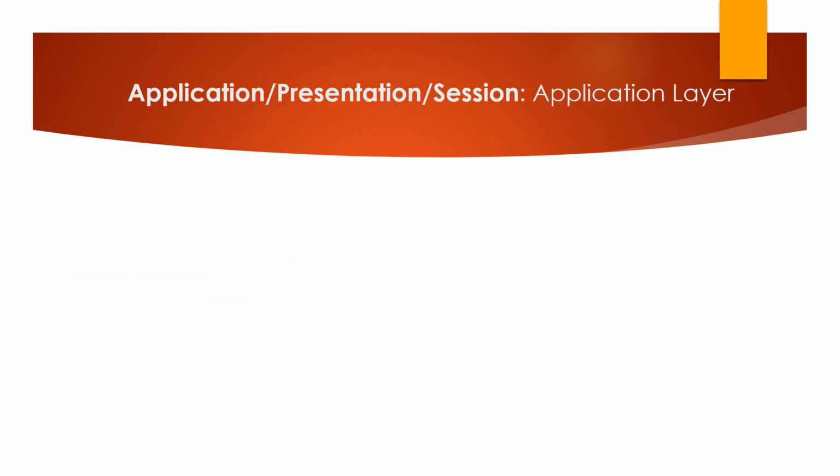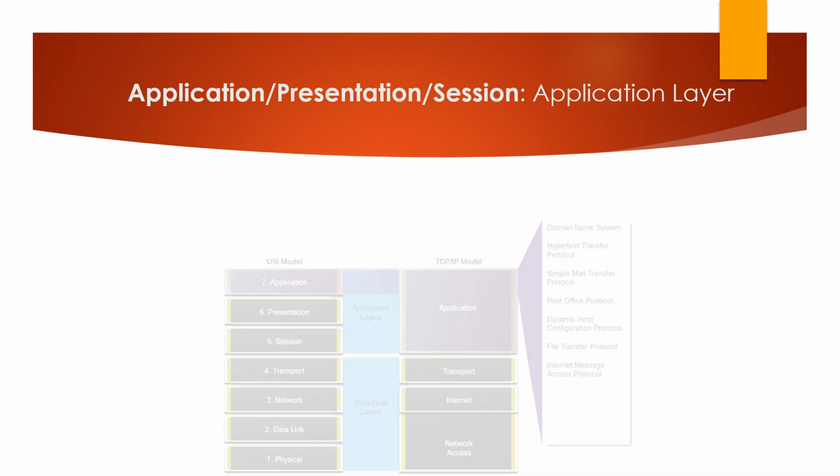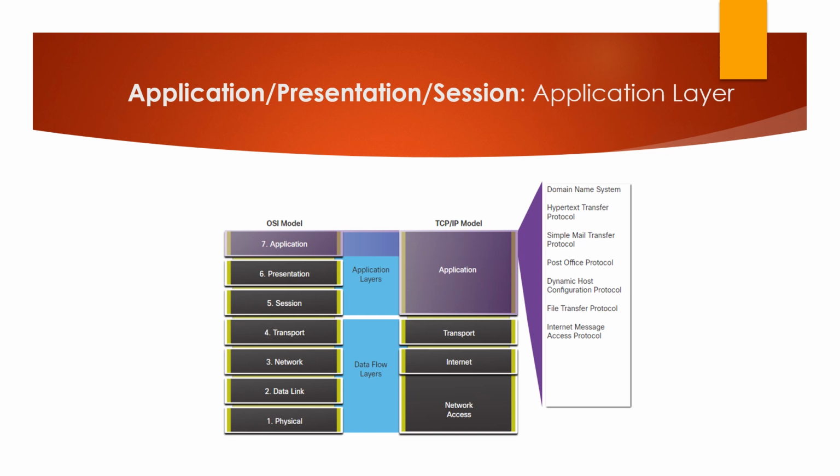In both models, OSI and TCP/IP, the application layer is the closest layer to the end users. And as it is shown here in this figure, it is the layer that provides the interface between the application used to communicate and the underlying network over which messages are transmitted. Application layer protocols are used to exchange data between programs running on the source and the destination host.